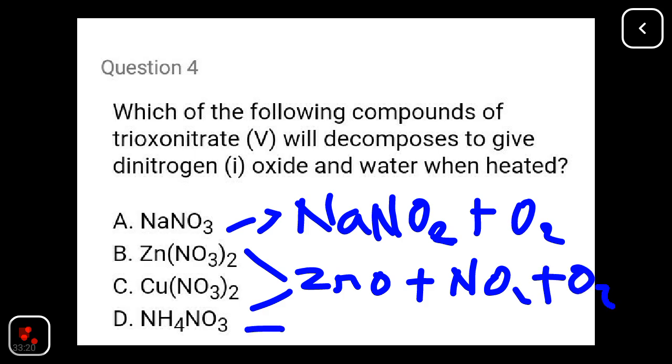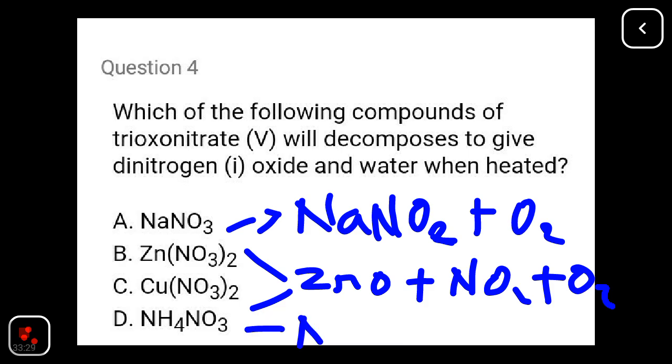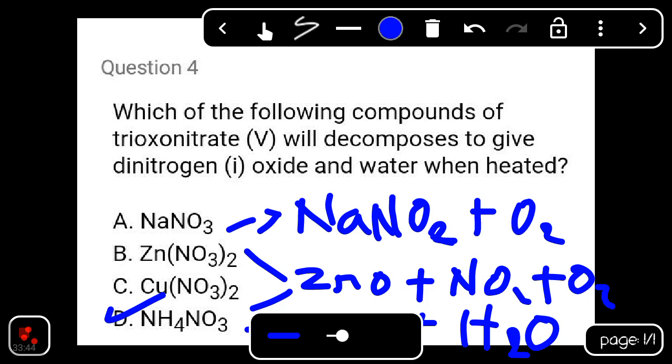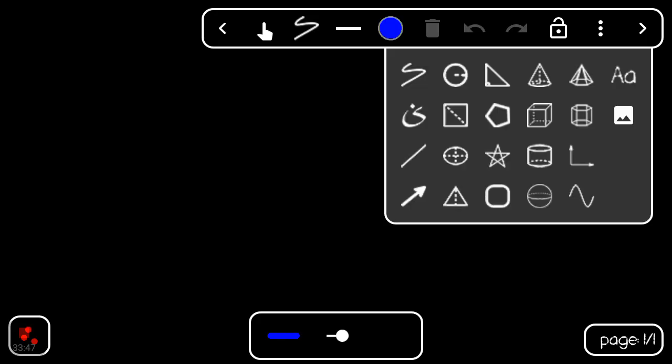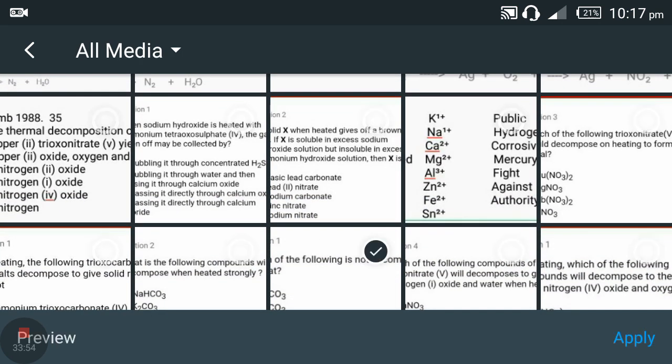While this one will form N2O and water. And that's what the question was asking, the dinitrogen 1 oxide and water. So it's this option that will produce that. So without waste of time, we are done. Hope you're seeing how the question comes out. So watch out how to answer a question on decomposition. They're very simple.